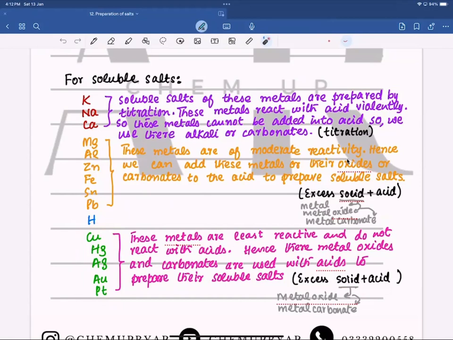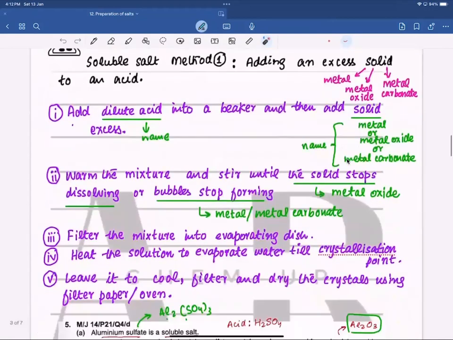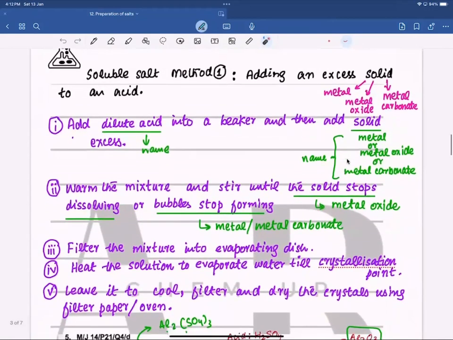Okay, now we are going to start with the first method, where we form a soluble salt and add an excess solid to an acid. Okay, so that is the first method. This is the outline of the steps to prepare the salt. Here the excess solid that we are going to use can be a metal or metal oxide or metal carbonate. Okay, so from here we are continuing.